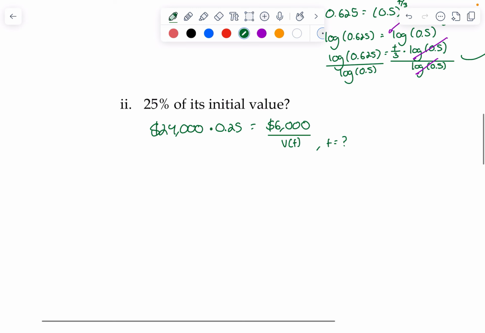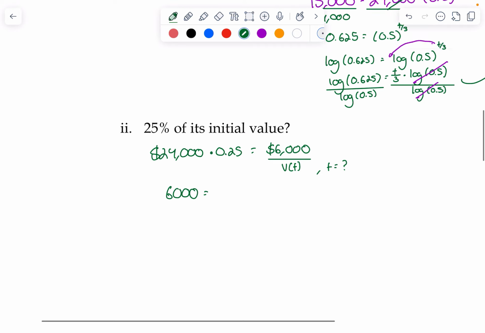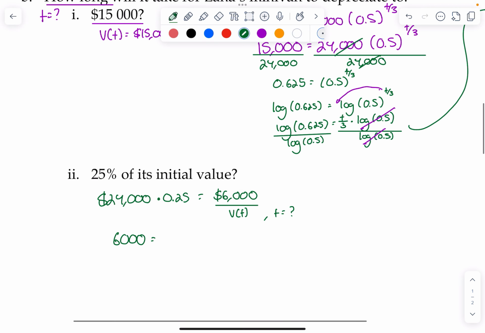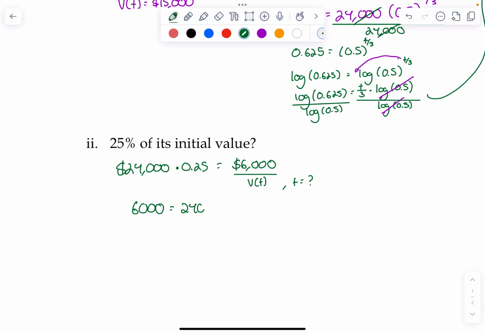So set 6,000 equal to your equation. We're just pulling the equation from right here. So 6,000 is equal to 24,000 times 0.5^(t/3). And you would do the same thing. You would divide by 24,000 on both sides. But you can already see there would have been a faster way to do this, that you know that you're going to a quarter.